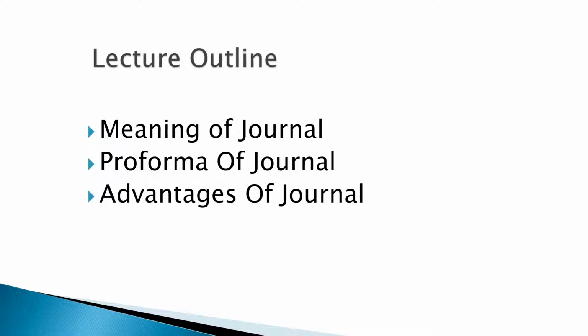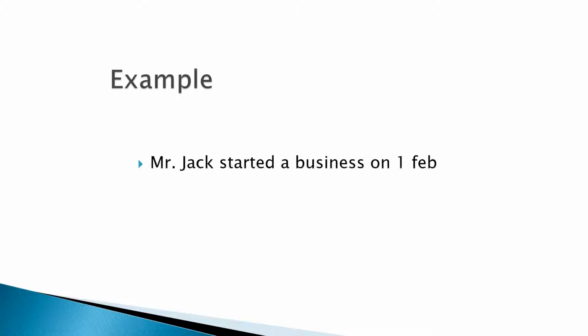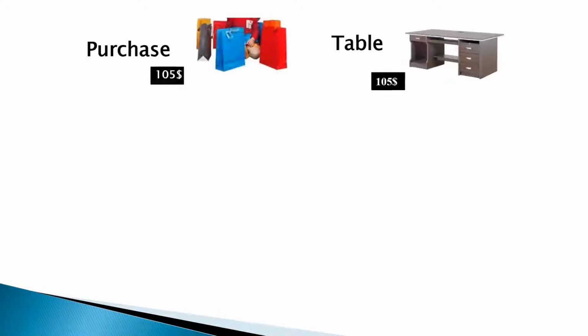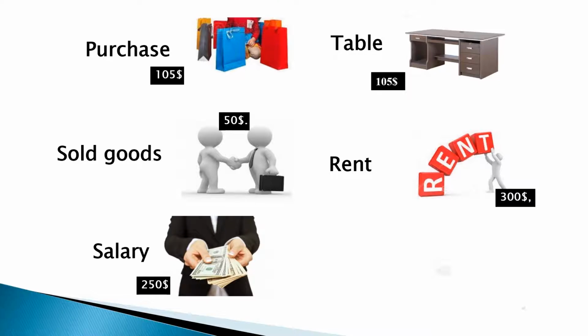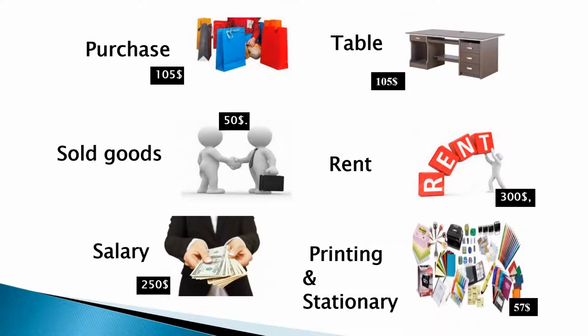Well, before starting with the meaning, we will try to understand the concept with the help of an example. Mr. Jack started a new business on 1st February 2017 and invested $2,000 as capital. He purchased a table worth $105 on 14th of February. He made another transaction worth $15 on 21st Feb. On 22nd of February, he sold goods worth $50. On 28th Feb, Jack made payments for rent, salary, printing and stationery worth $300, $250 and $57 respectively.